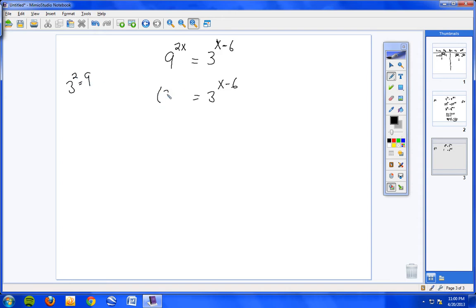So where the 9 is, I'm going to substitute 3 squared and then bring down my 2x. Do you see that? Substitute 3 squared for the 9. And now I would have 3 to the 4x. Do you see where the 4x came from?